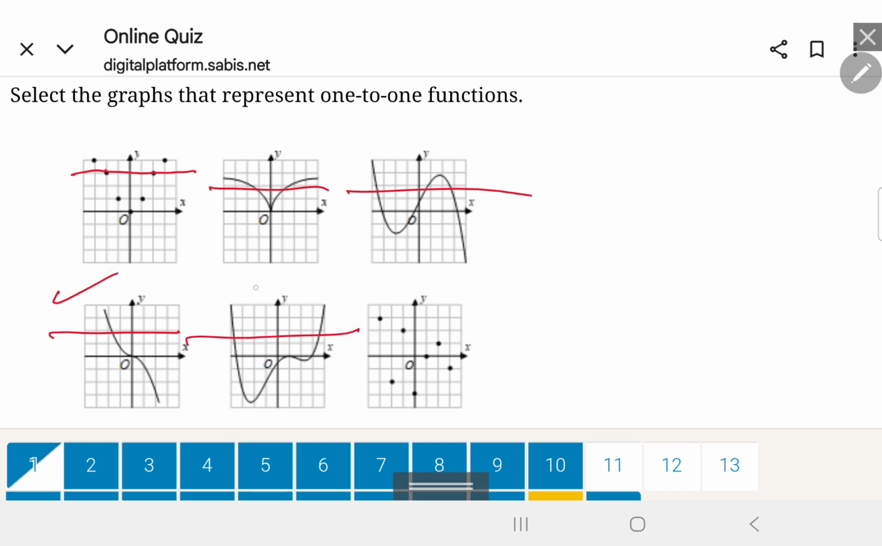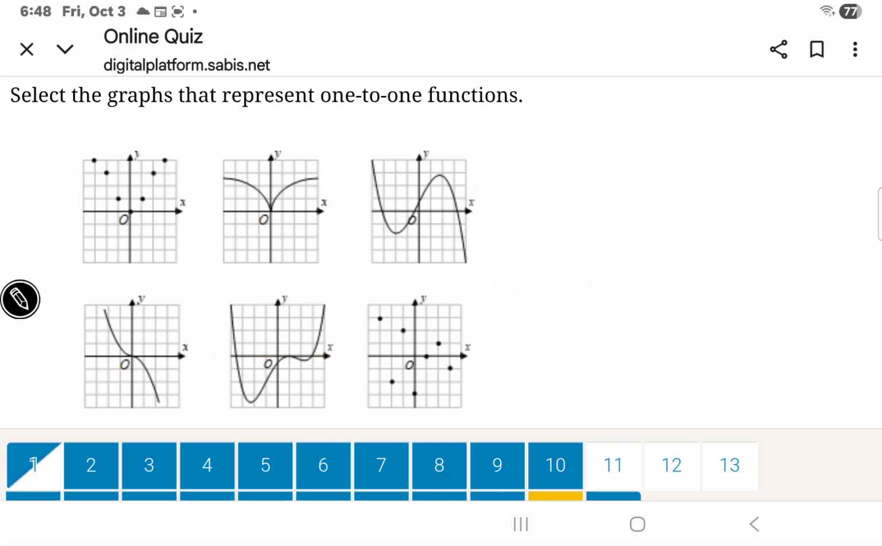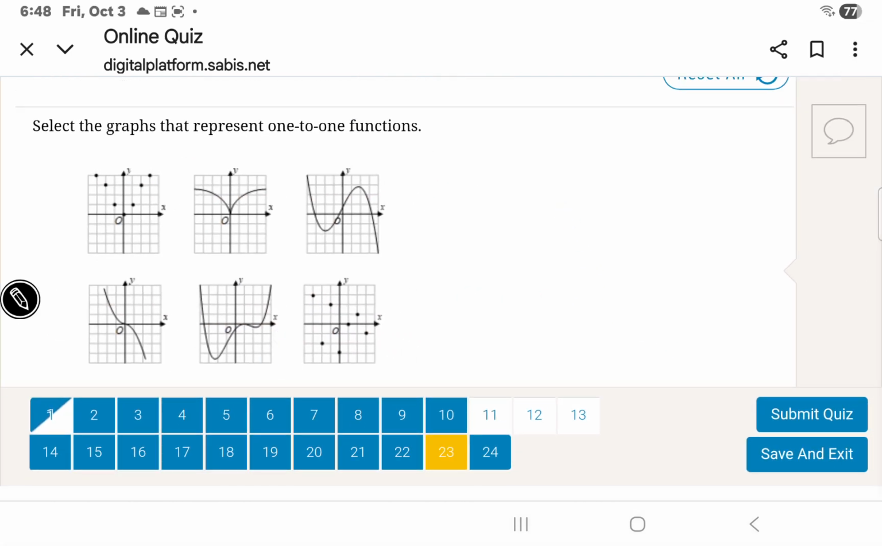This is not a one-to-one function, it cuts it twice. And here, it might cut it more than twice. This one, wherever you draw a horizontal line, it cuts it once. So this again passed the horizontal line test, it's a one-to-one function. Now, last one.